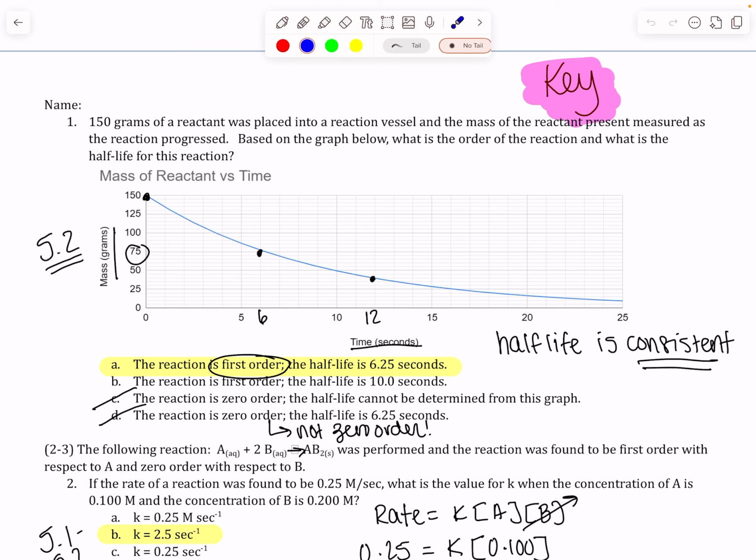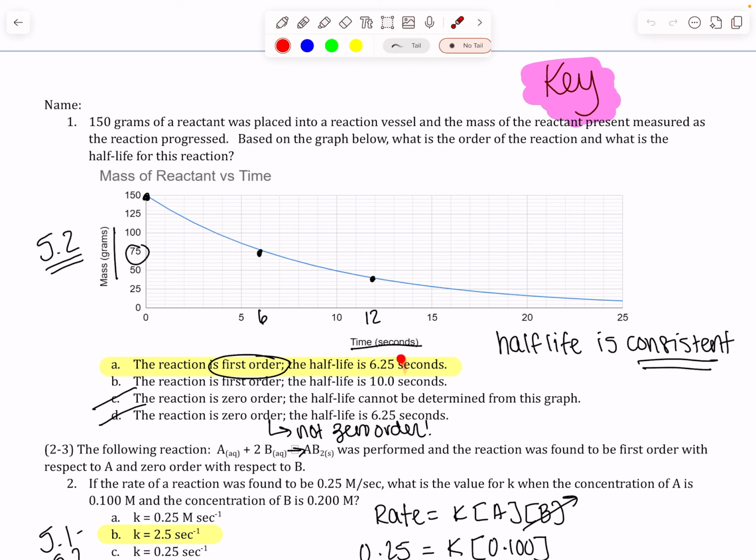I'm going to change my color so y'all can see it. I started at 150 up here. Halfway would be 75, which hits right about here at about 6. And then another half would be down here, which is at about 12, and so on and so forth. So my half-life is consistent on this graph, which means immediately I know this is going to be first order. So C and D are out.